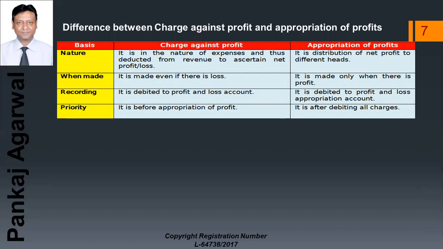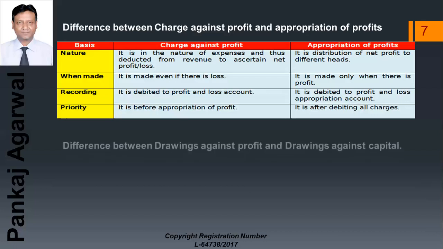Priority: the charges against profits are charged before the preparation of the profit and loss appropriation account, that is, before appropriating any of the profits. We can distribute the profits among the partners only when all the appropriations are done. We can appropriate the profits only after debiting all the expenses and charges.